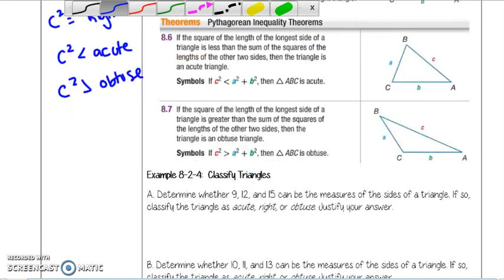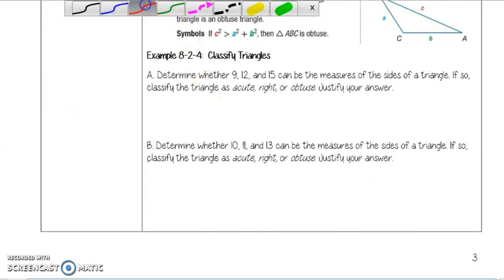So let's go ahead and classify down here. We have a 9, a 12, and a 15. So we know we're going to compare the 15 squared to the 9 squared plus 12 squared, because we always do the bigger one as our c. So this is 225, and then over here that's 81 plus 144, and we're going to figure out what that relationship is. So 81 plus 144, well, that equals 225. So when it's equal, it is a right triangle.